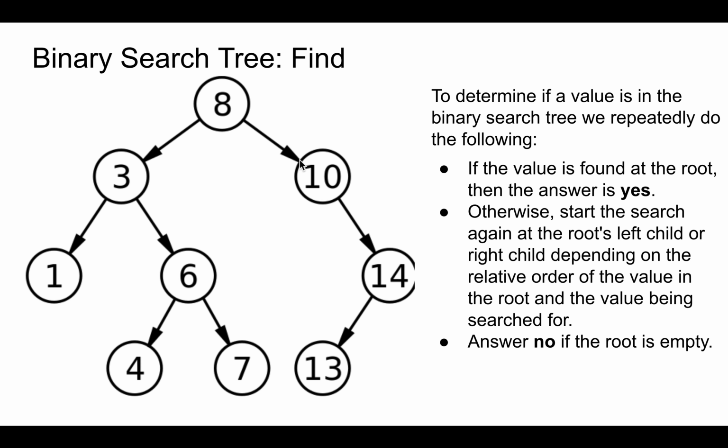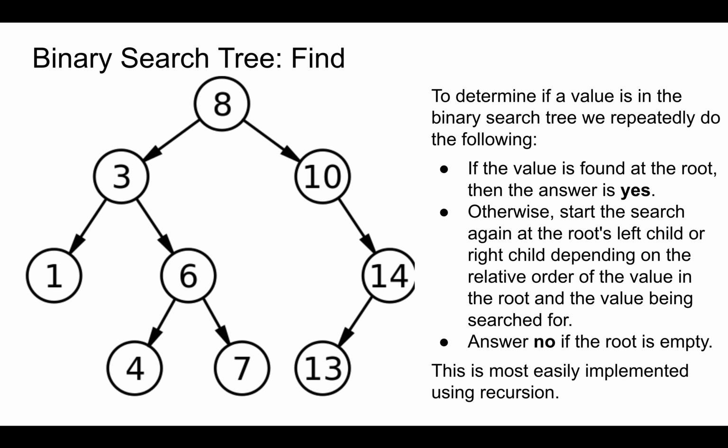We answer no if the root is empty. What we mean by that is if we were searching for the value 12 at this point, and we were at 13, we'd gotten down that far, we would look where 12 should exist. 12 should be at 13's left child, and that root is empty. Because that root is empty, we answer no. There is no 12 in this data set.